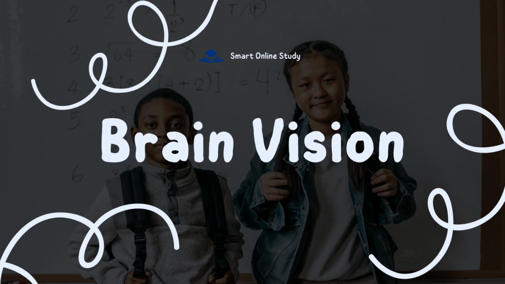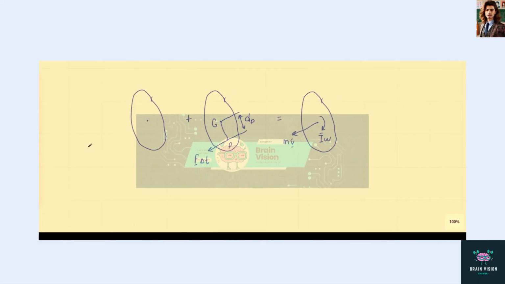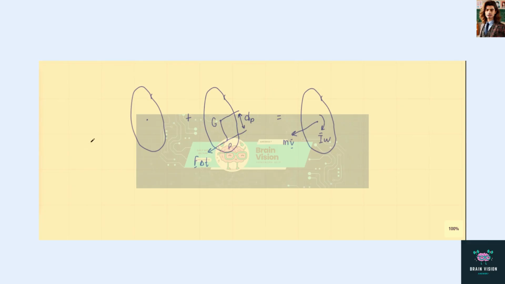Welcome to Brain Vision. So for this problem, we will consider the system as follows. And for part A, we will locate the instantaneous center corresponding to the center of percussion P. We'll let dP equal the distance GP between the mass center and the center of percussion line.